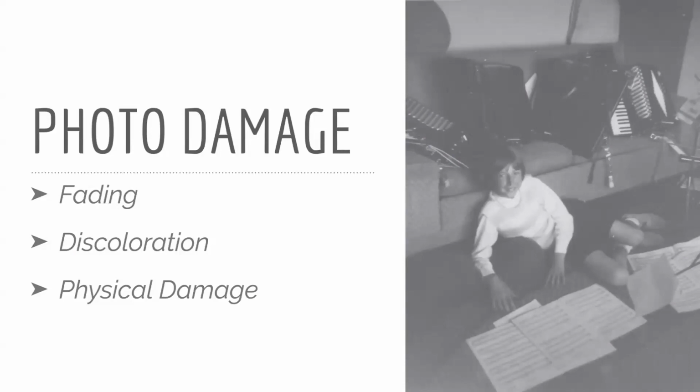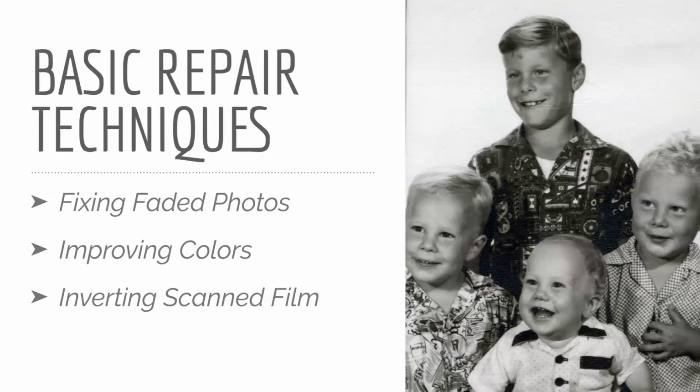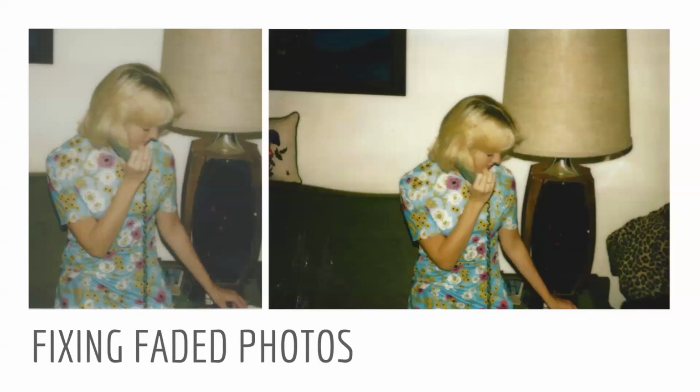As you're going through some of these pictures, the typical damage you're going to come across is fading, discoloration, and then unfortunately, if it wasn't stored properly, physical damage. Those are the things that we're going to cover today. Some of the basic repair techniques that we're going to go over are how to fix those faded photos, how to make those colors pop and restore color, and inverting some scanned film. So let's jump into the first image.